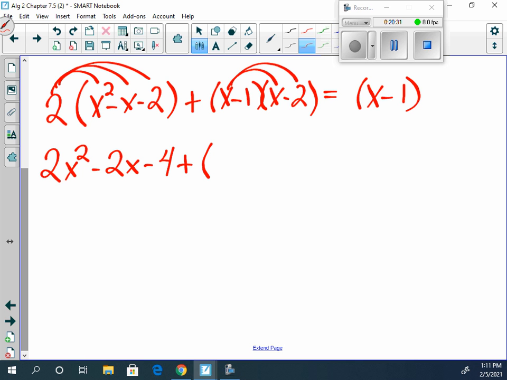Well, x times x will give us x squared. X times negative 2 will give us negative 2x. And then we can move on to the negative 1. Well, negative 1 times x will be negative x. And negative 1 times negative 2, the negative and negative will give us a positive 2. Because 1 times 2 will give us 2. And this here is equal to x minus 1.